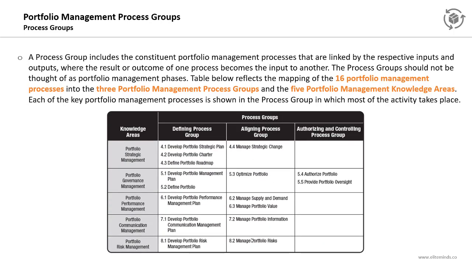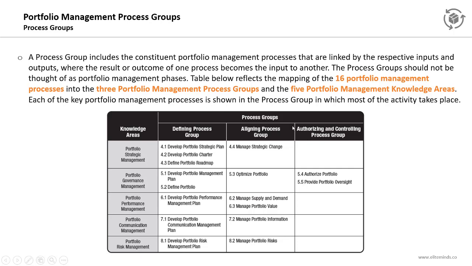The table below reflects the mapping of the 16 portfolio management processes into three portfolio management process groups and five portfolio management knowledge areas. As mentioned earlier, our course is structured based on the knowledge areas and not the process groups. Each of the key portfolio management processes is shown in the process group in which most of its activities take place. So you can see on the left column the five knowledge areas: strategic management, governance management, performance management, communication management, and risk management.